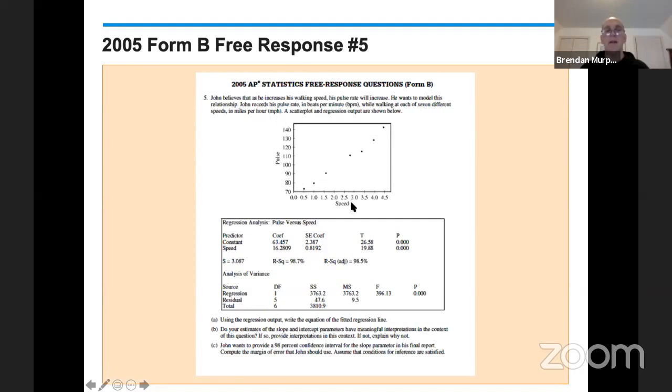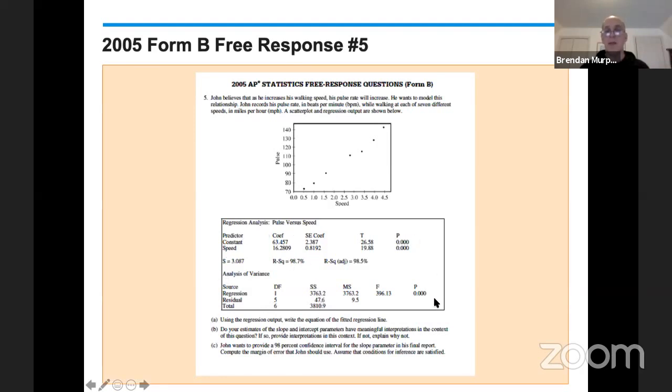Speed is my explanatory variable. My pulse rate is my response. Again, I wish I had way more than 7 data points, but that's what we have, and we need to make a decision or do an analysis based upon that. I always feel more comfortable with more data in the real world. Scatter plot and regression output are shown below. So keeping conditions in mind, the data does look linear. I might want to do a residual plot. I would do the 10% condition. I would check all of those. Think LINER again.